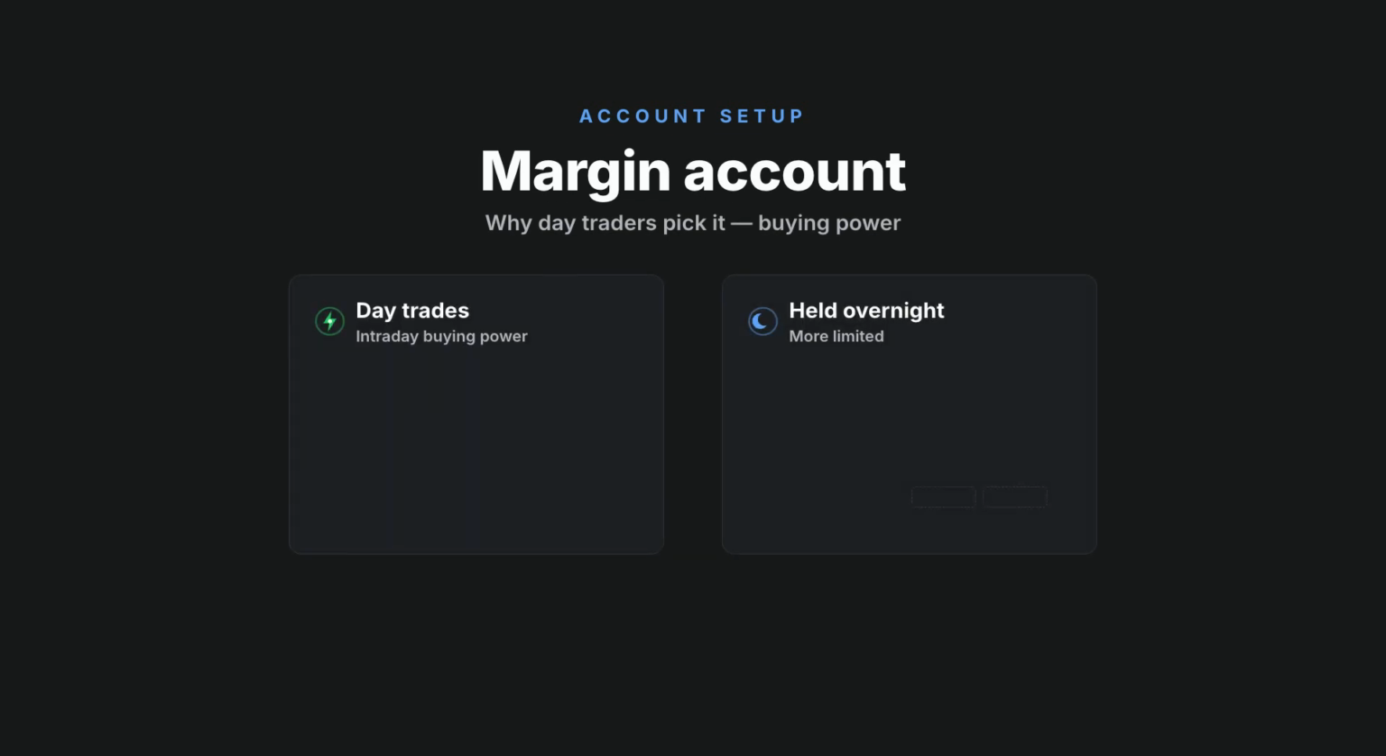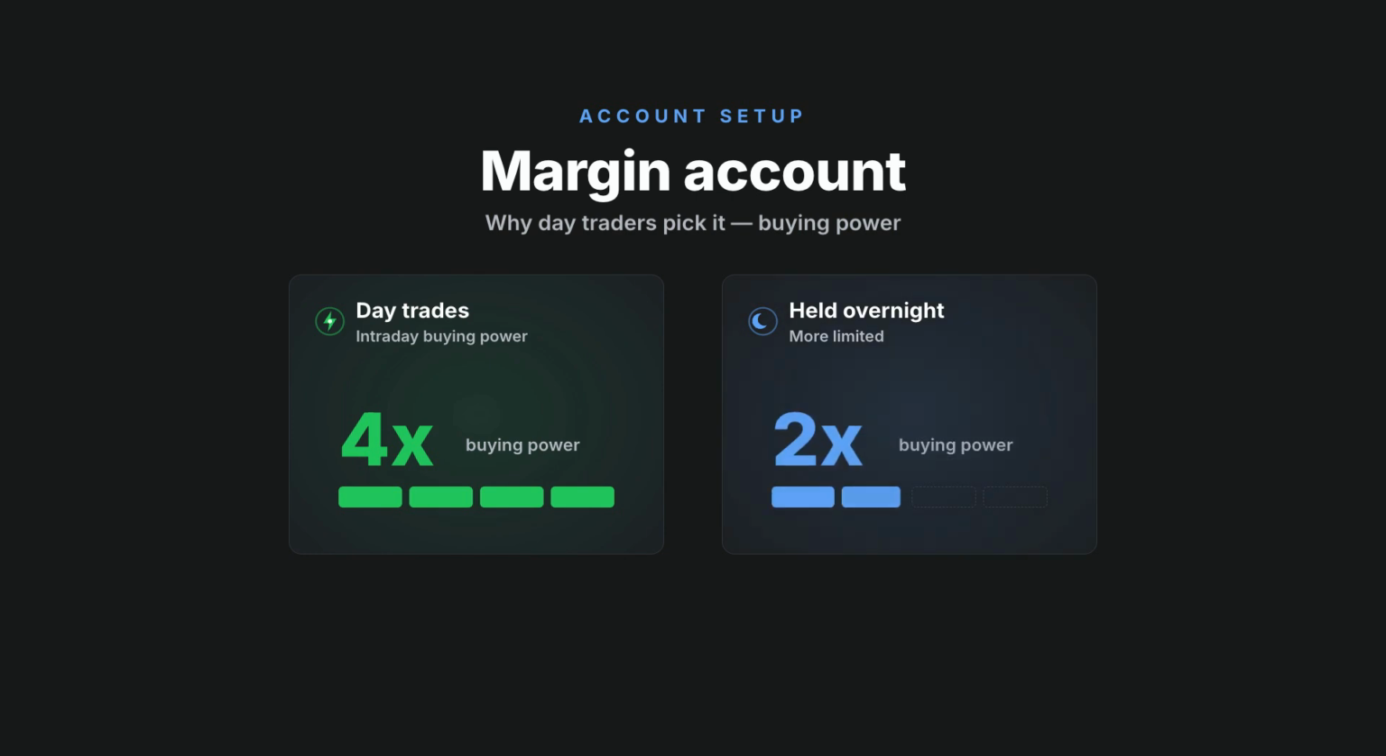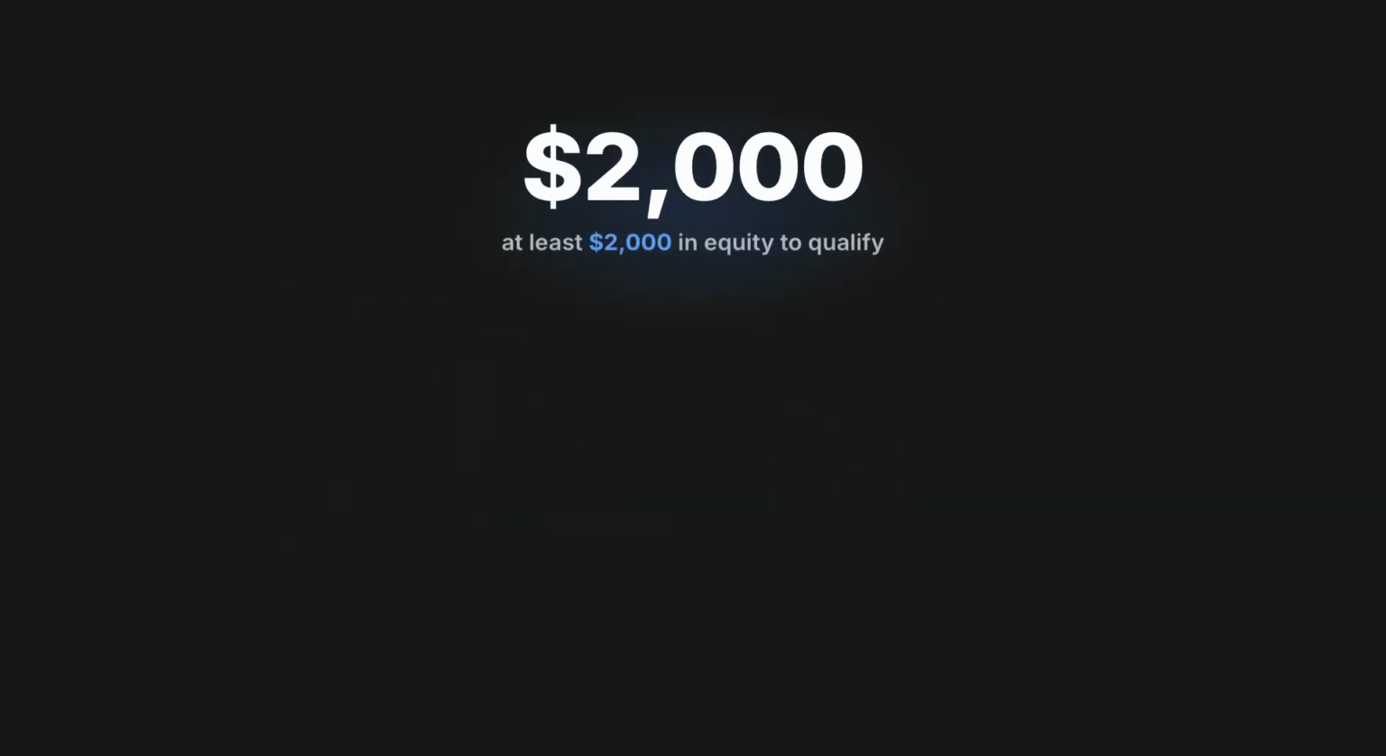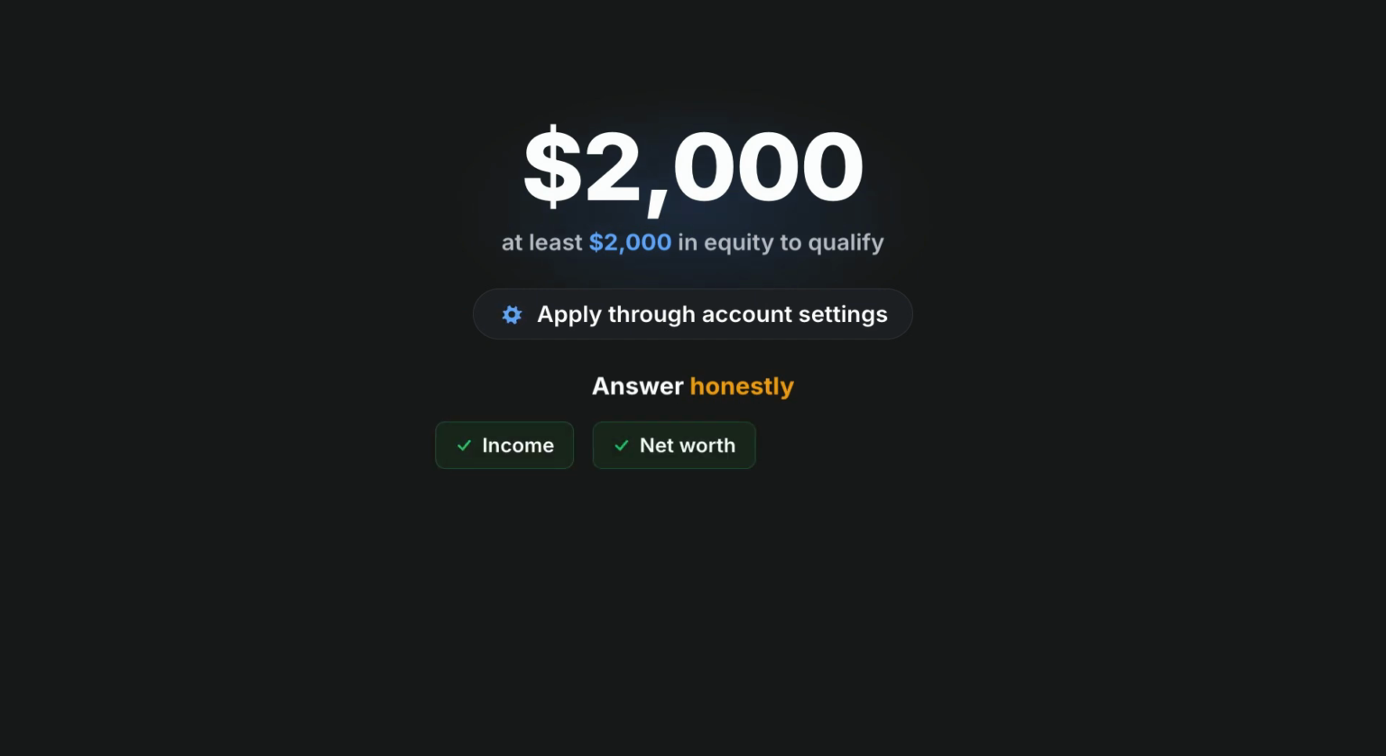A margin account is generally what day traders use, since it gives you up to 4x your buying power specifically for day trades, compared to the more limited 2x for anything held overnight. You'll need at least $2,000 in equity to qualify, and you'll apply through your account settings, answering honestly about your income, net worth, and experience so you're approved for a level that actually fits you.